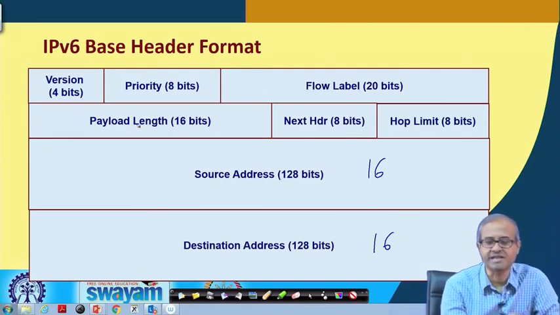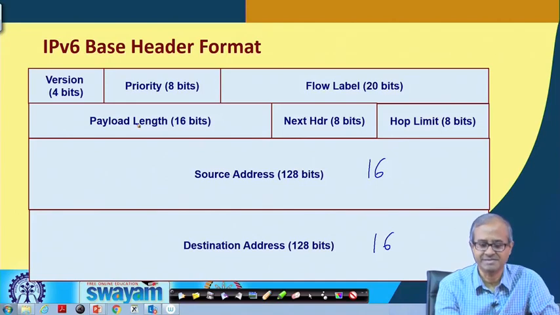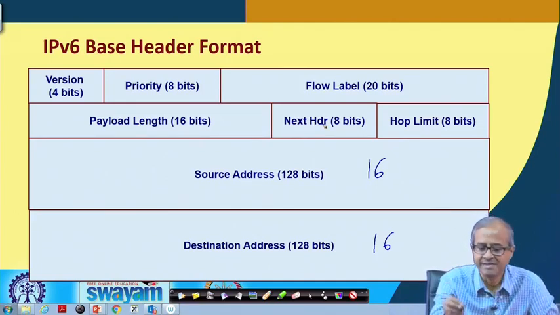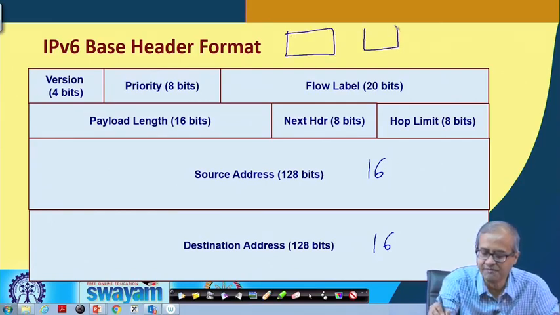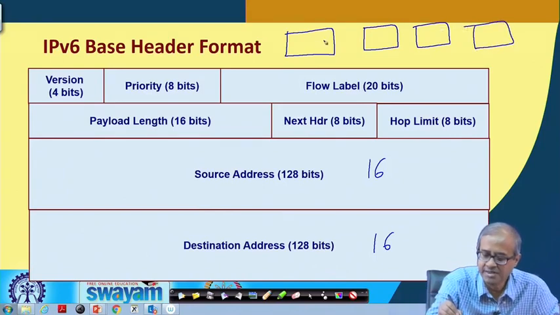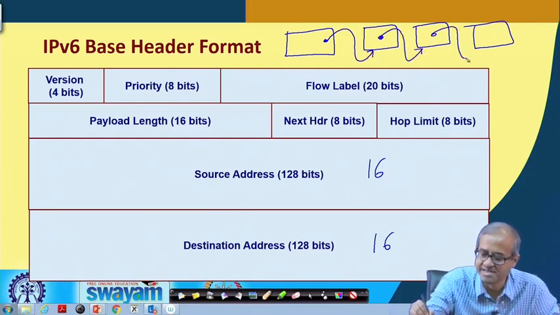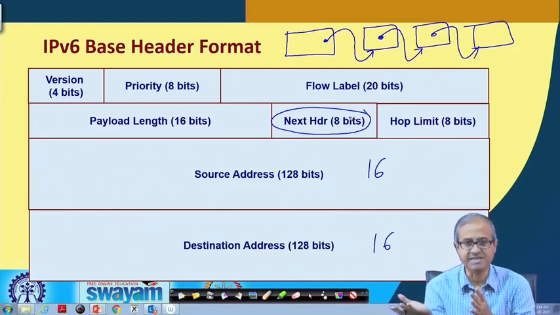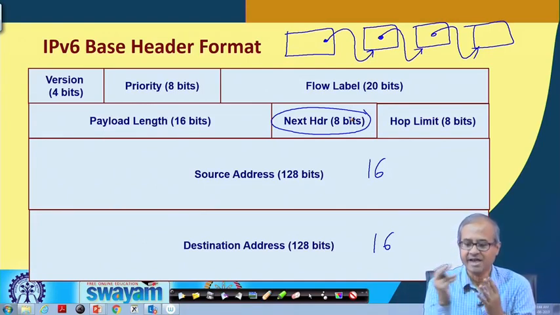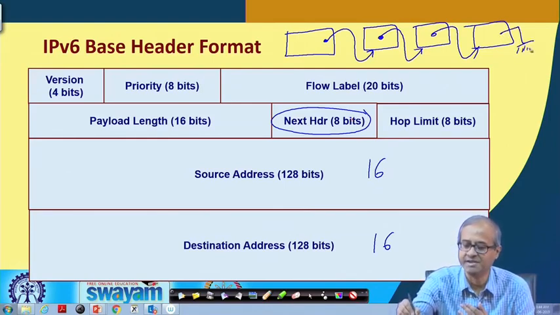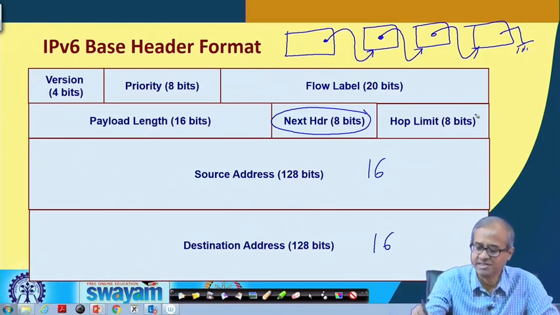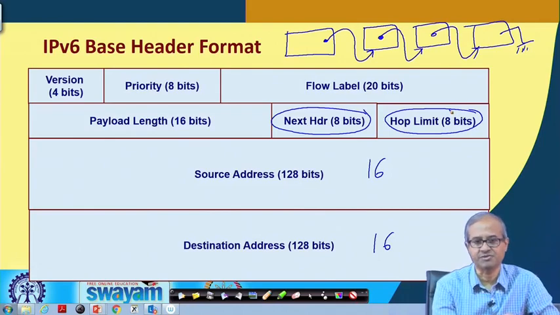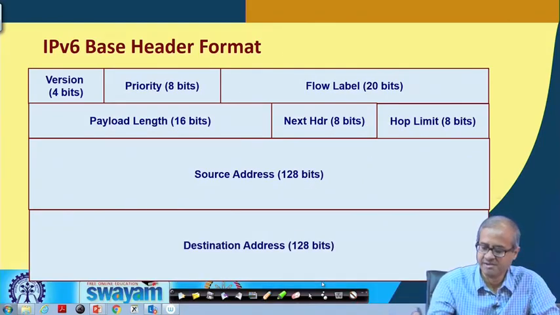Then comes the payload length, which is the size of the total packet. Next header, I said that there will be a base header and there can be a number of extension headers. Now, there will be a field here which will be pointing to the next header. So, this will be like a linked list. So, this next header field will contain the information that whether there is an extension header following this or not. If there is, then it will contain what type of extension header, and if it does not contain any more, then it will contain some delimiter indicating that there is no more extension headers. And this hop limit I told you about, just like time to live, that field is also there. This is the basic header in IP version 6.